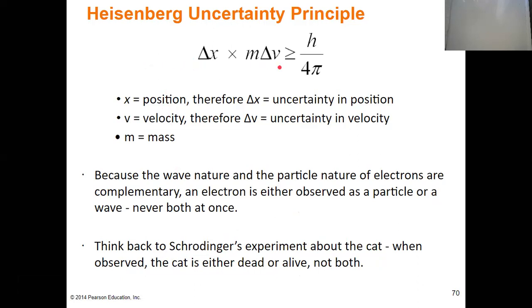So by finding out information about one of these things, we're going to know less about the other thing. So to use Heisenberg's uncertainty principle, we're going to say that the uncertainty in position multiplied by the mass times the uncertainty in velocity is going to be greater than or equal to Planck's constant divided by 4 pi. Okay, so we can use that relationship to find information about one or the other.